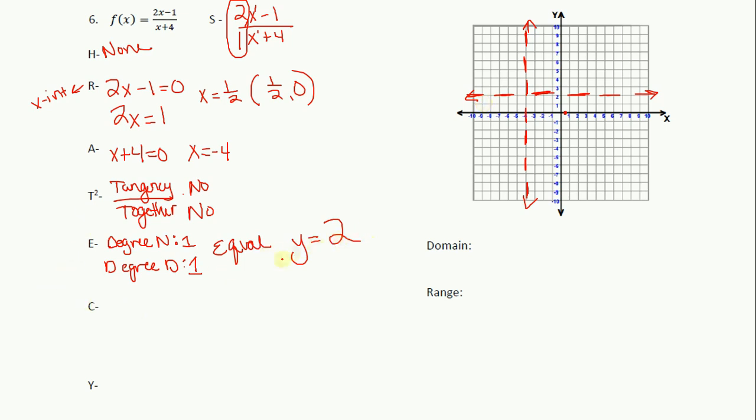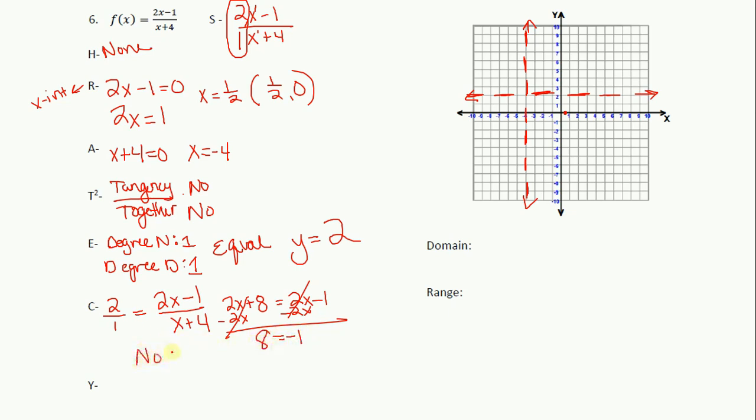Crosses is when we set the end behavior asymptote, so 2, I'm just going to put it over 1, so it's a fraction, equal to the simplified version. So let's set the simplified version up. There we go. Let's cross multiply. So that's 2x plus 8 equals 2x minus 1. Subtract 2x. You get 8 equals negative 1, which tells me that I will not cross the horizontal asymptote on this particular problem.